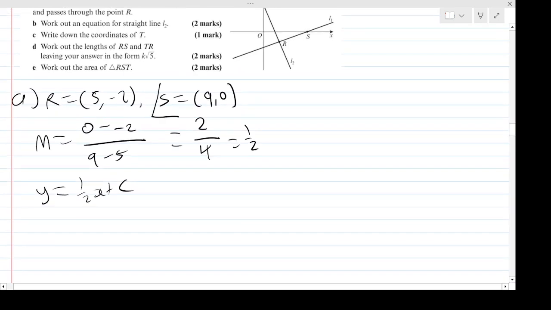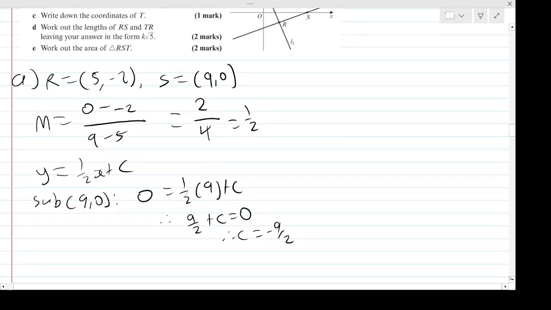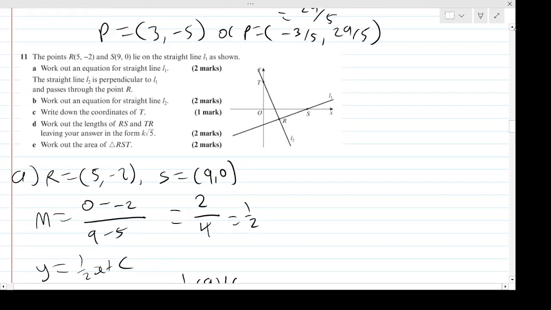Then to find c, I need to substitute a point in to find that missing value. So let's take S then, which was (9, 0). Let's substitute that in. So I'm going to say sub in (9, 0), and then we get that y would be 0 here, and that's going to equal half x, or half of 9, plus c. Therefore, 9 over 2 plus c equals 0. Therefore, c is minus 9 over 2, which then gets us the equation y is a half x minus 9 over 2. Great stuff.